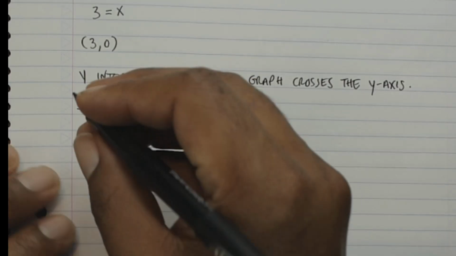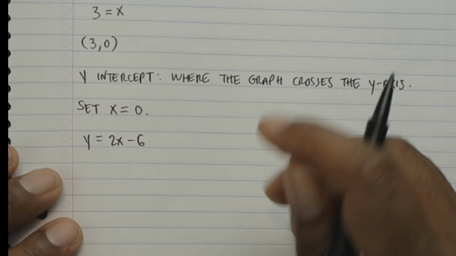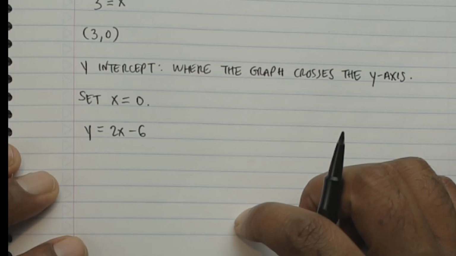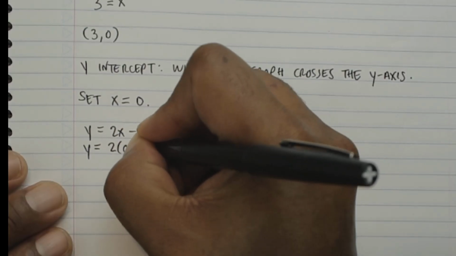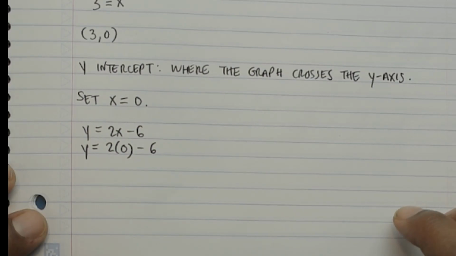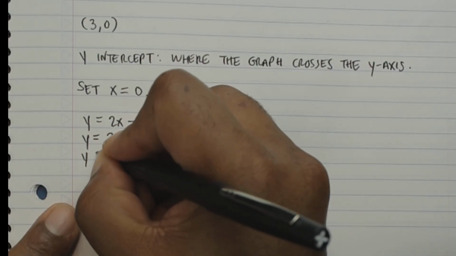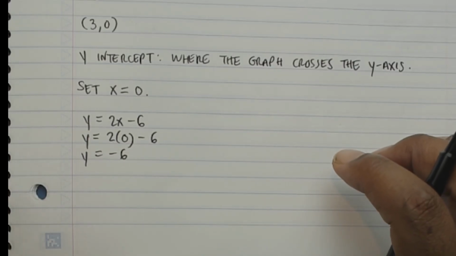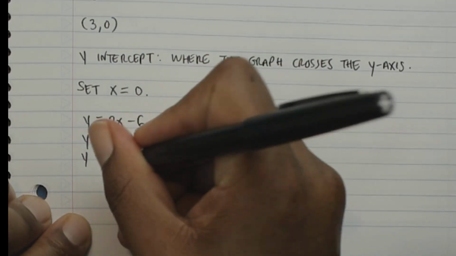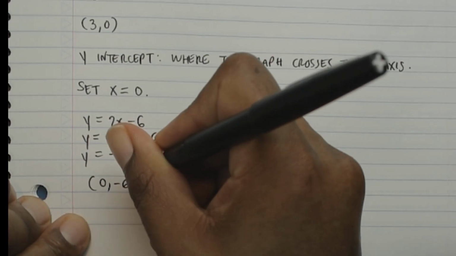Using the same equation, y equals 2x minus 6, we substitute 0 for x, so y equals 2 times 0 minus 6. Anything times 0 is 0, so y is equal to negative 6. Therefore, the y-intercept is (0, negative 6).